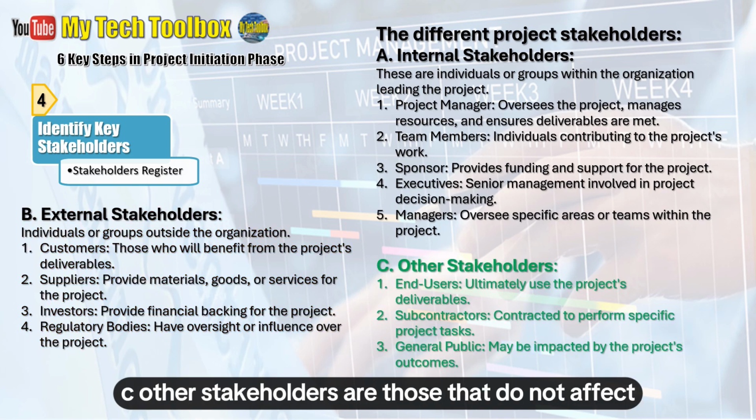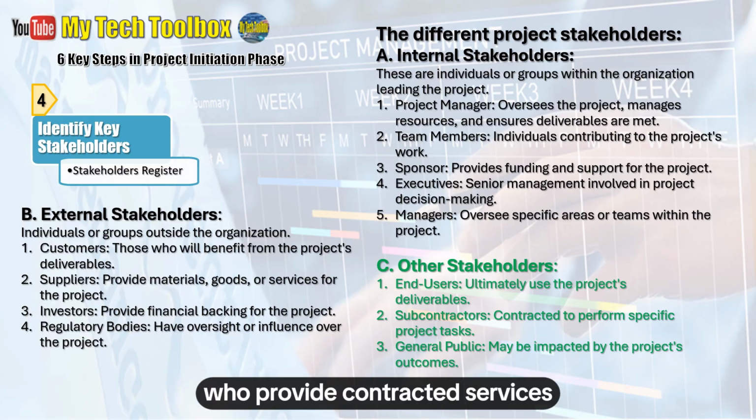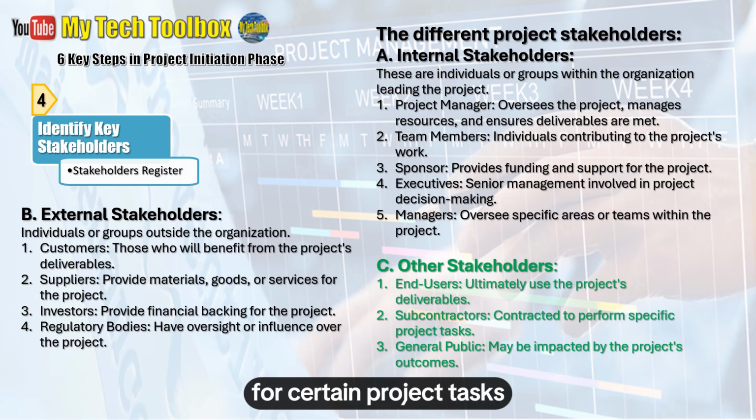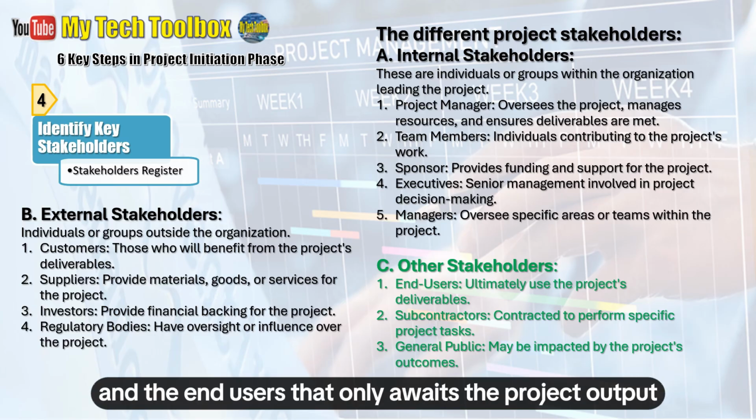C. Other stakeholders are those that do not affect nor influence the outcome of a project, such as a project subcontractor who provides contracted services for certain project tasks, the general public that awaits how a completed project affects them, and the end users that only await the project output.